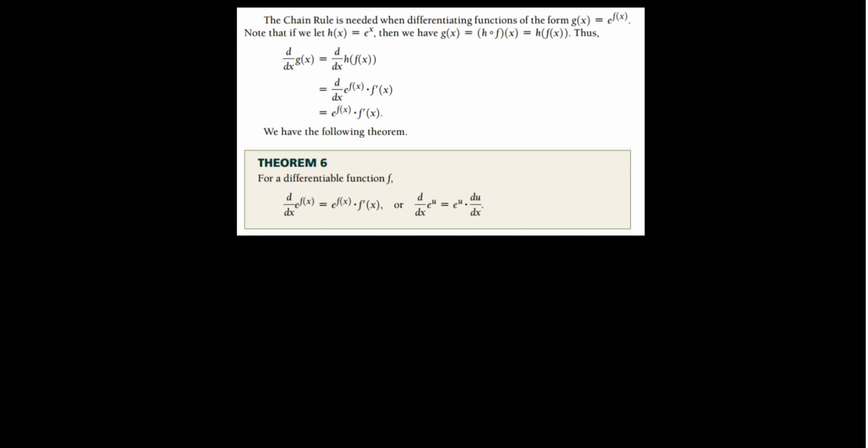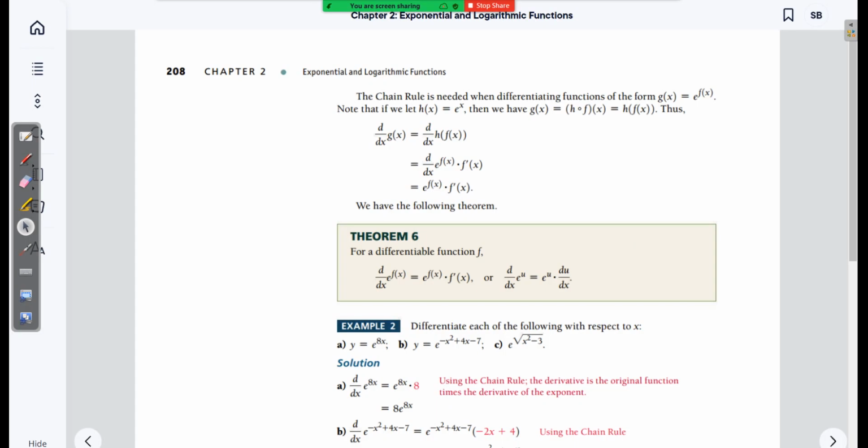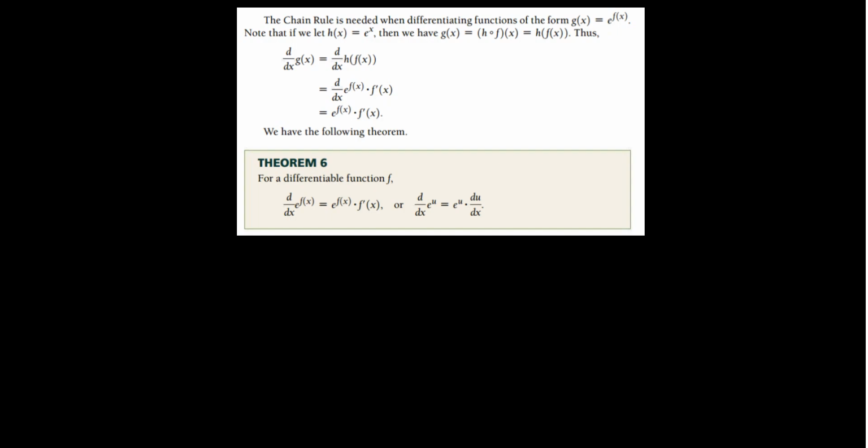For example, here's some examples down here. We see that e is being raised to the 8x. We see that e is being raised to the negative x squared plus 4x minus 7. And then e is being raised to a radical, which is silly, but that's the way it is, right? So that's all that notation means, is you're simply raising it to some function.